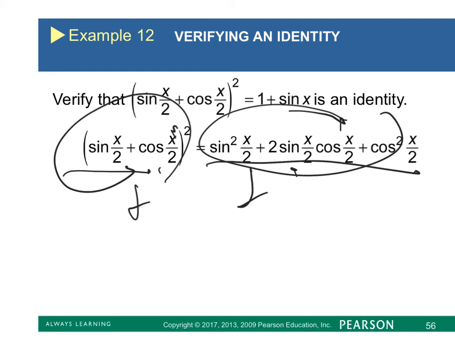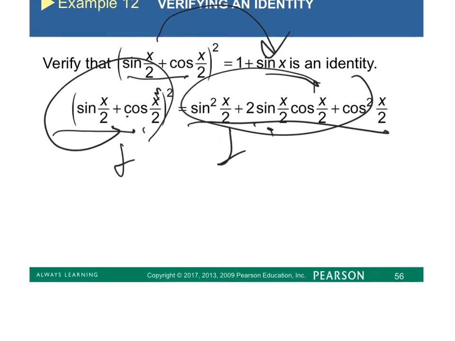I lied. He didn't want me to prove this is this. He wants me to prove this is equal to this. I didn't realize it. And the trick that I had shown you in the past was take the ugliest side and play with it. That's what we just did right here. He just did FOIL.